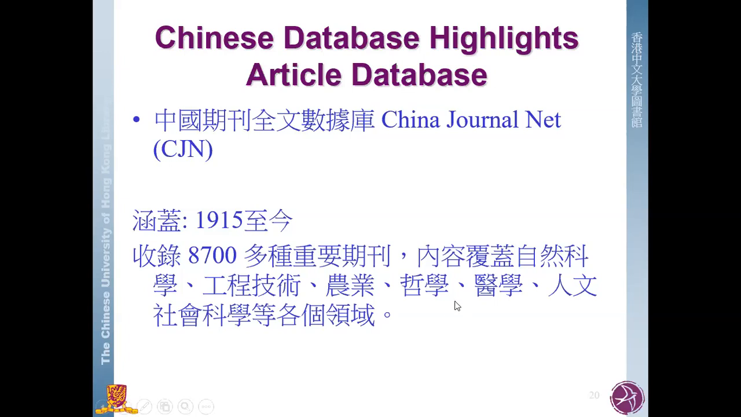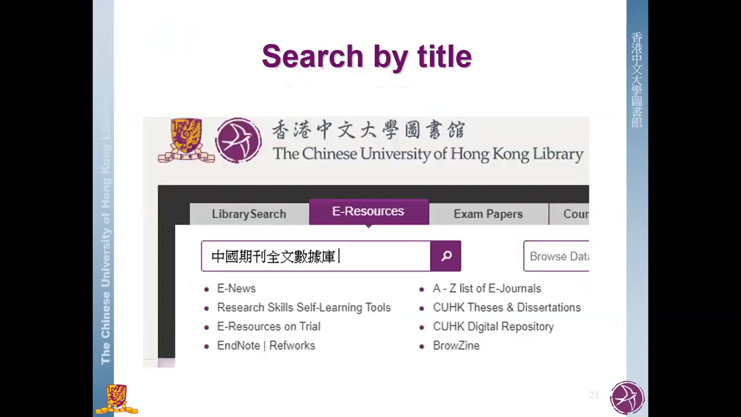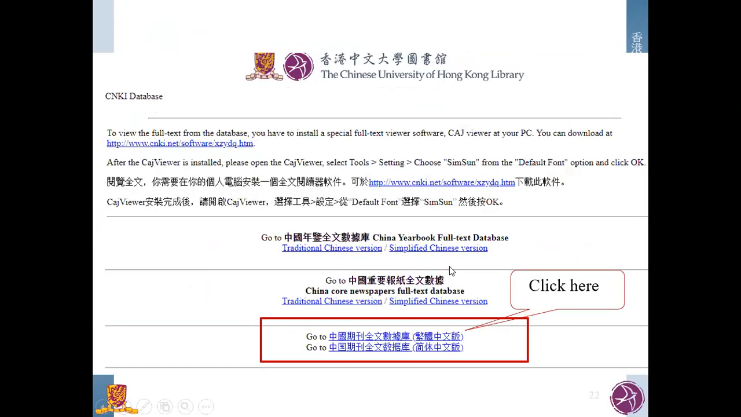Let's have a look. You can go direct to it by typing the name, or you can browse it under the subject list, okay? Let's say I type in the name here, e-resources, and I type in 中國期刊全文數據庫 and then click search, okay? Then it will give you a page like this. The 中國期刊全文數據庫 is provided by the CNKI, a big database provider. Apart from this product, 期刊全文數據庫, they also have products like the 報紙全文數據庫 and the 連鑑的頁對.